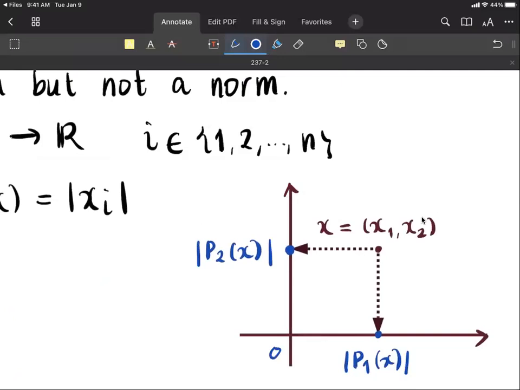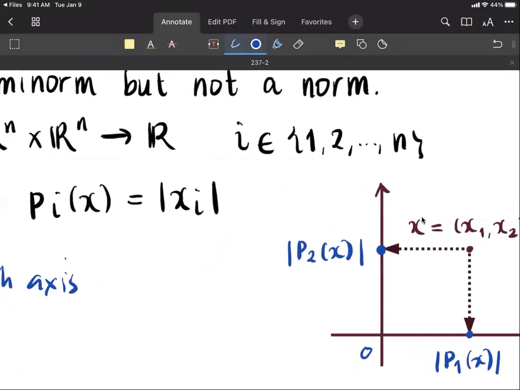The fact that this is a seminorm follows from what? The properties of the absolute value. The triangle inequality is satisfied by the absolute value. Hence, P sub I satisfies also the triangle inequality. Homogeneity of P sub I follows from the fact that the absolute value of the product of two numbers would be the product of the absolute values. So indeed, P sub I is a seminorm.